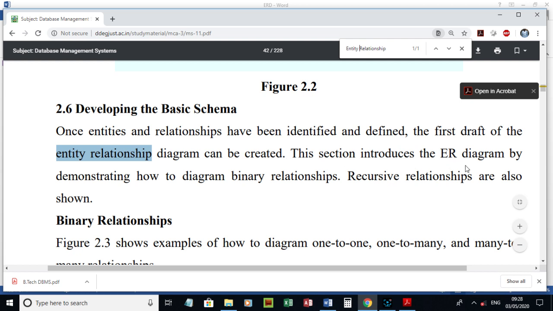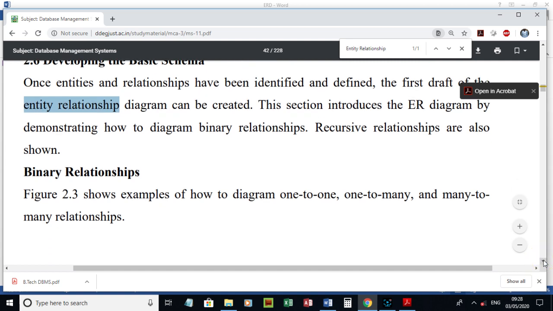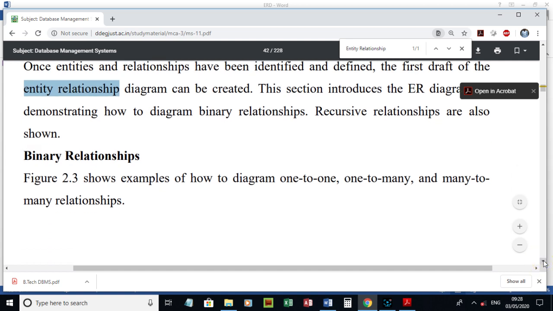This section introduces the ER diagram by demonstrating how to diagram binary relationships and recursive relationships. One of the relationships is binary, but it shows examples of how to diagram one-to-one, one-to-many, and many-to-many relationships.